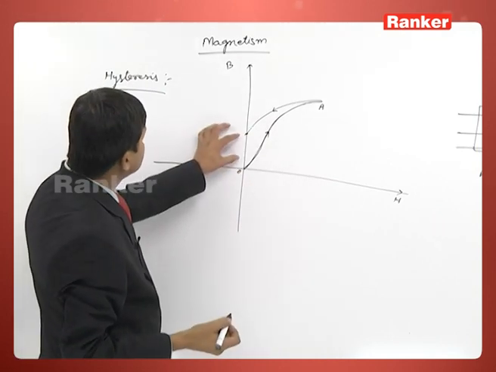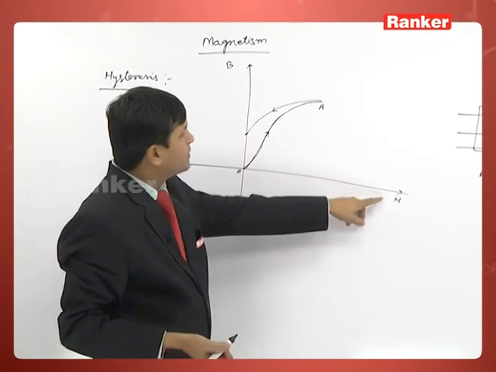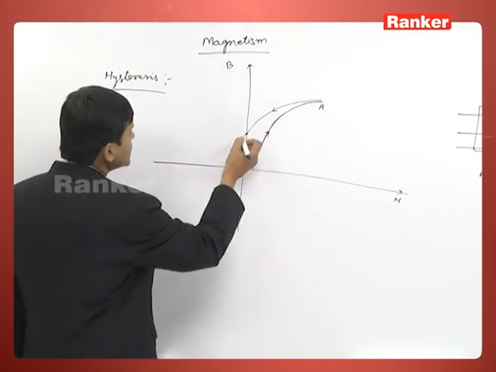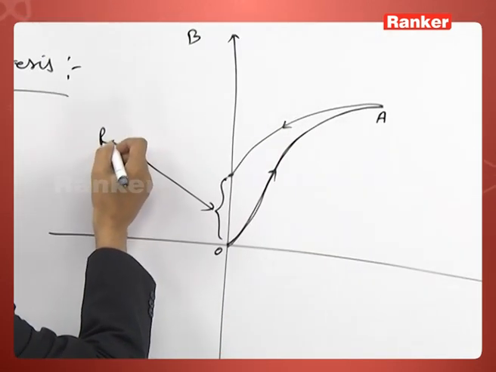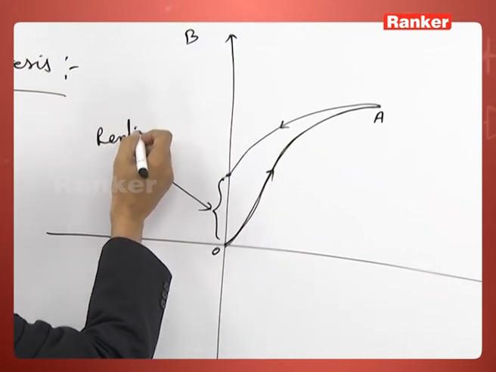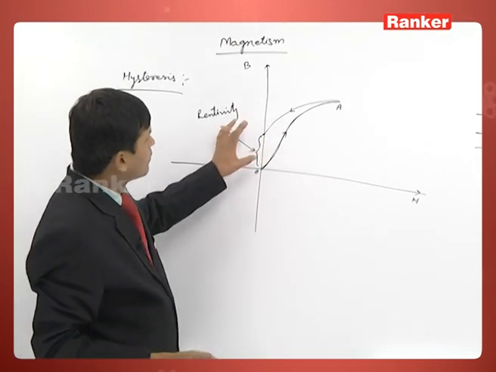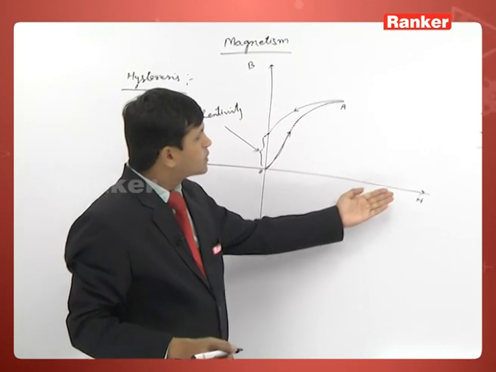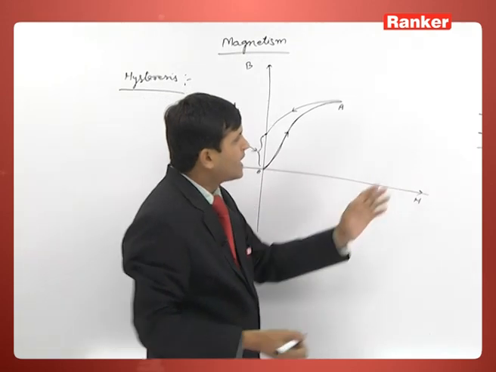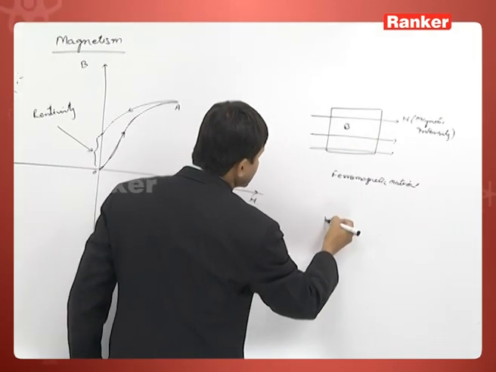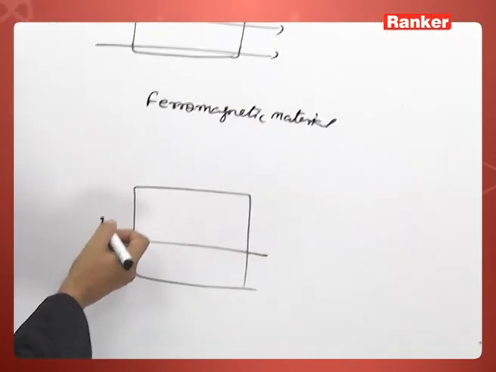It means a residual magnetic field is left even when H is equal to 0. That residual magnetic field is called retentivity. Now, whatever residual magnetic field is left, to make that residual magnetic field 0, we have to apply the H value in the reverse direction. Now H is in this direction.